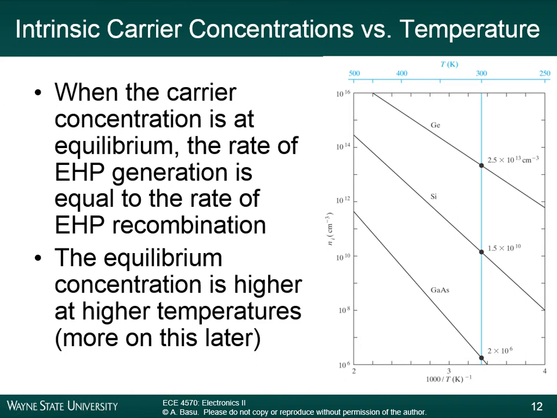Another thing to notice is that as we go up in temperature, as we move from left to right in this diagram, this is 500 Kelvin, this is 250 Kelvin, the intrinsic carrier concentration goes up for the same reasons I just mentioned. As you increase temperature, more electron-hole pairs are formed as the electrons get elevated to the conduction band.